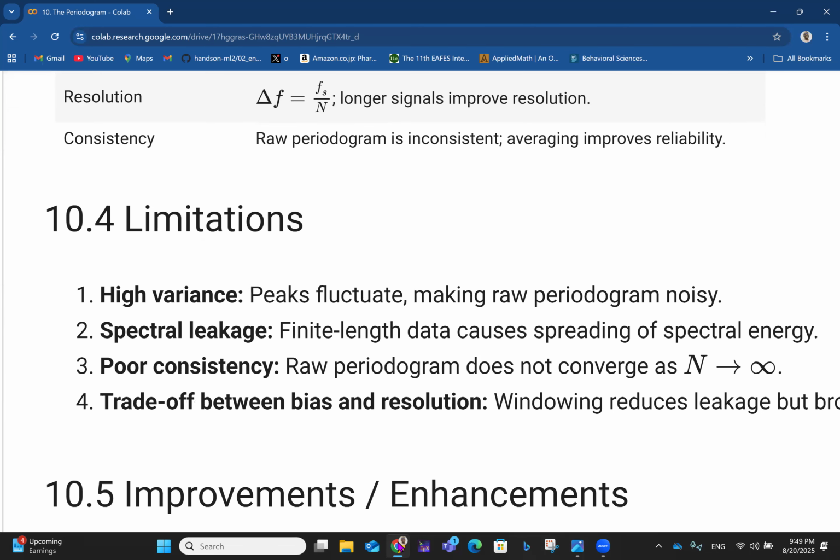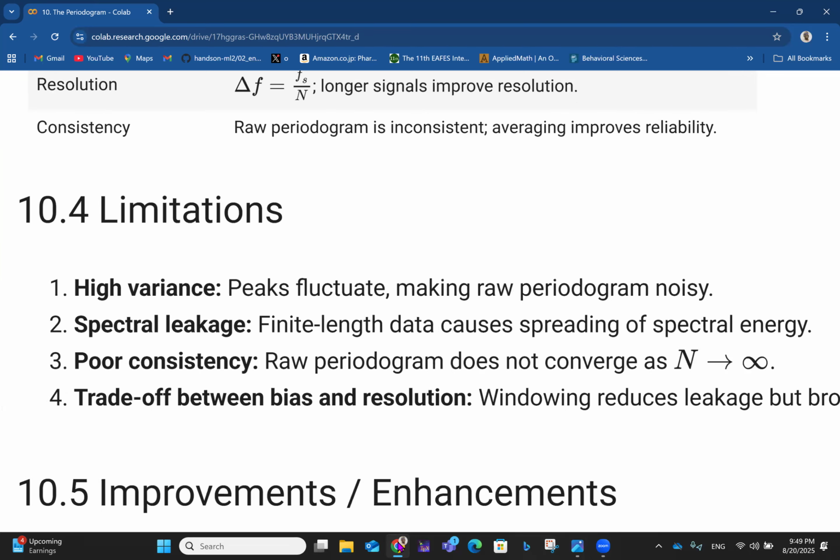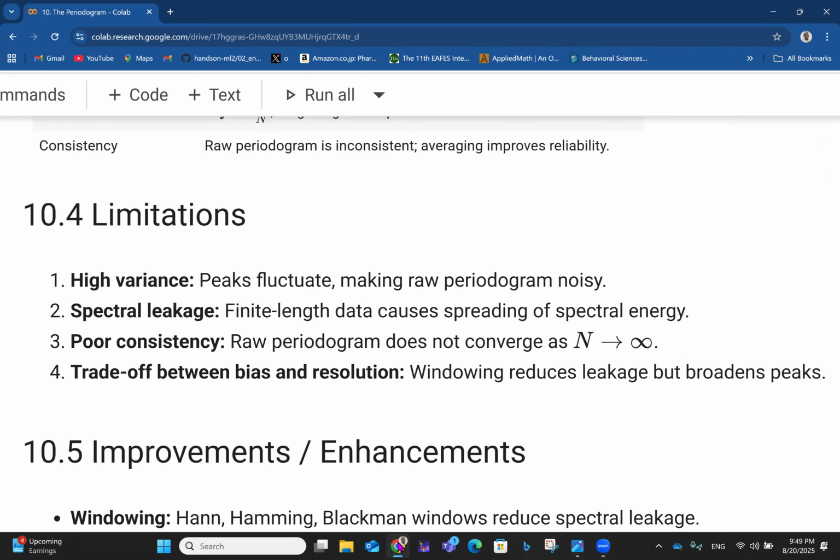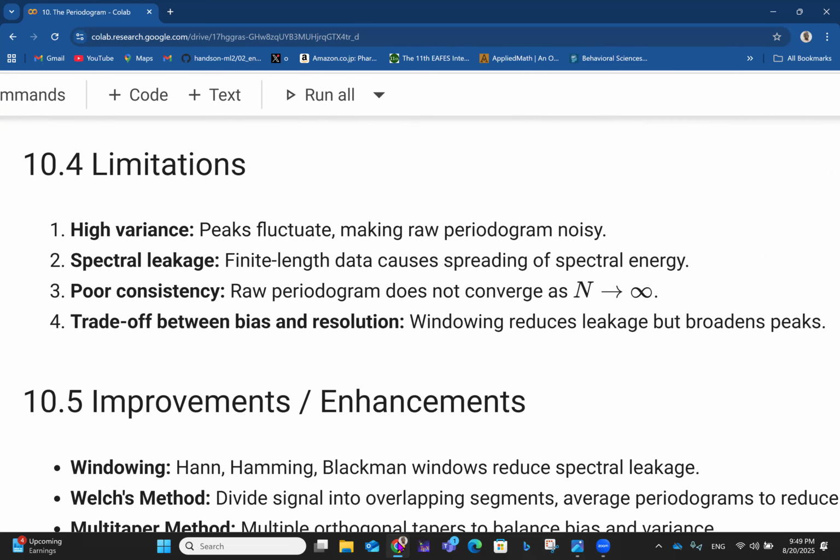Talking about limitations, now we have high variance. High variance is one of the limitations of the periodogram. It means the peaks fluctuate, making the raw periodogram noisy. And we have spectral leakage also, with finite length data causing spreading of spectral energy. Then we have poor consistency, so the raw periodogram does not converge as N approaches infinity. That can be quite an issue. Then we have the trade-off between bias and resolution. Windowing reduces leakage but broadens peaks.